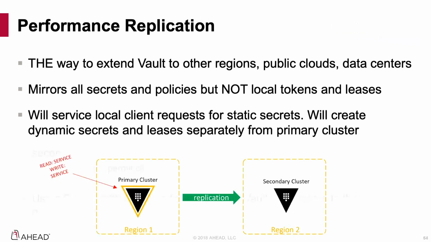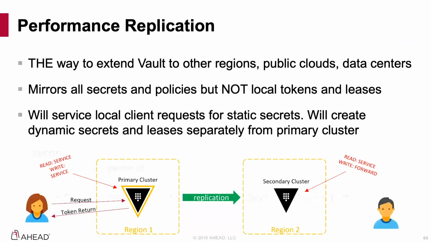the primary cluster will service both reads and writes. Our secondary cluster will actually service reads, but any writes will go all the way back to the primary cluster there. So in our example, you've got somebody who wants to request a token from the primary cluster in region 1, for example. They will go to their cluster, and same thing in region 2. You got a request on region 2. They will go to their local cluster, and that local cluster will actually return a token.